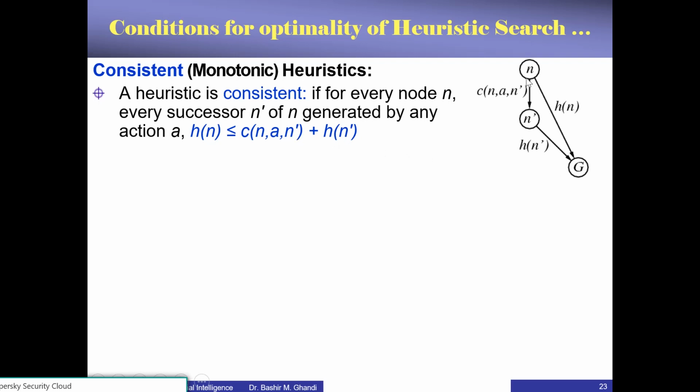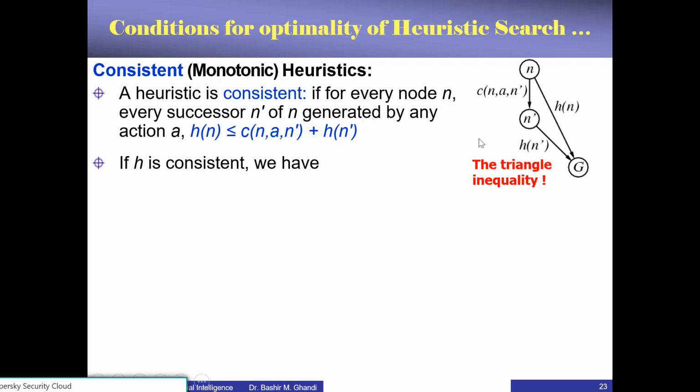So the step cost from n to n prime is what we call c(n, a, n prime). If you add that to the estimate given by the function h itself from n prime to the goal, you will see that the estimate from n is always less or equal. Again, this is clearly the triangle inequality. So if your h(n) behaves this way, it is said to be consistent, or it is said to be monotonic.